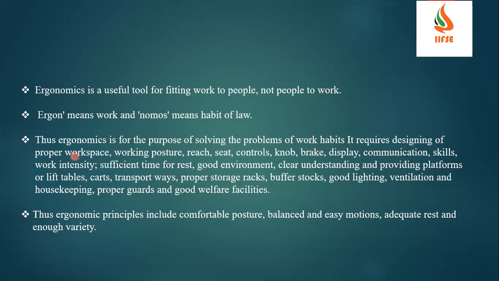It requires designing of proper workspace and working posture. We have seen the first image, that is the working posture, how he is working. Reach or seat: reach means how he is interacting with the machine, how he is reaching the machine. Seat means sitting. And controls, whatever the machine controls, knob, brake, display, communication, skills, and work intensity. These are all the things we can create with ergonomics.